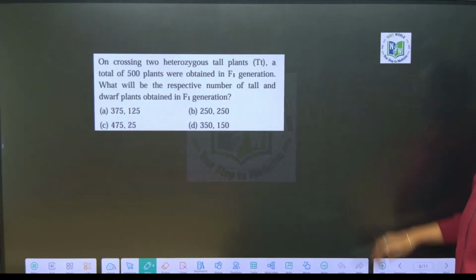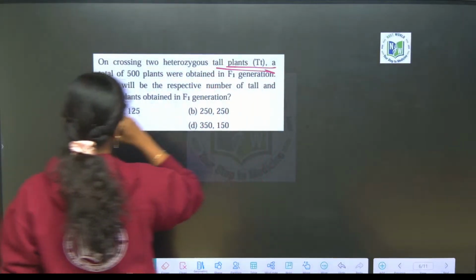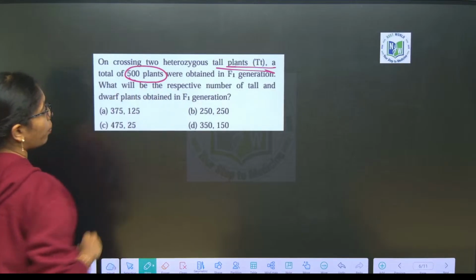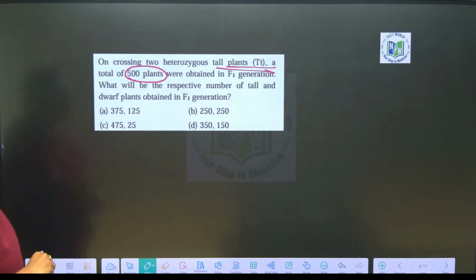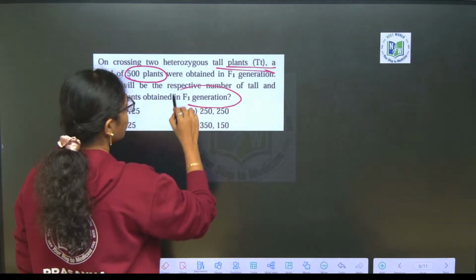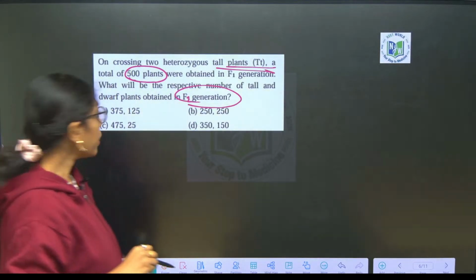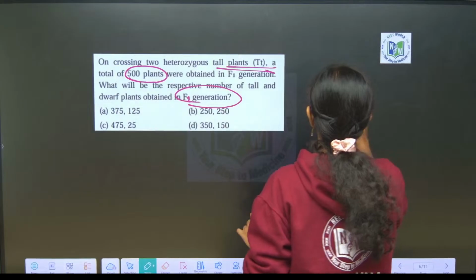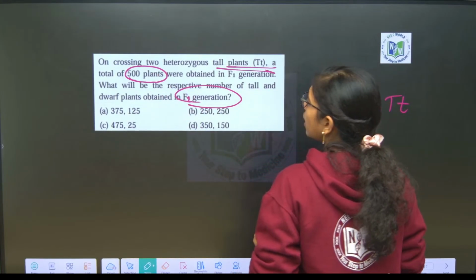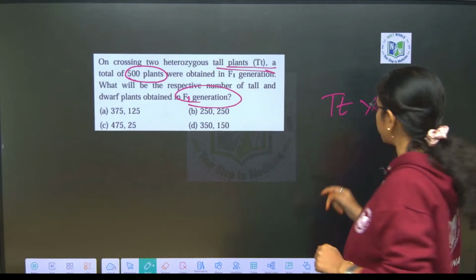Look here. On crossing two heterozygous tall plants, a total of 500 plants were obtained in the F1 generation. What will be the respective number of tall and dwarf plants obtained? Sorry, this will be the F2 generation. So, on crossing heterozygous tall, what will be the respective amount of tall and dwarf? The question is asked, right?